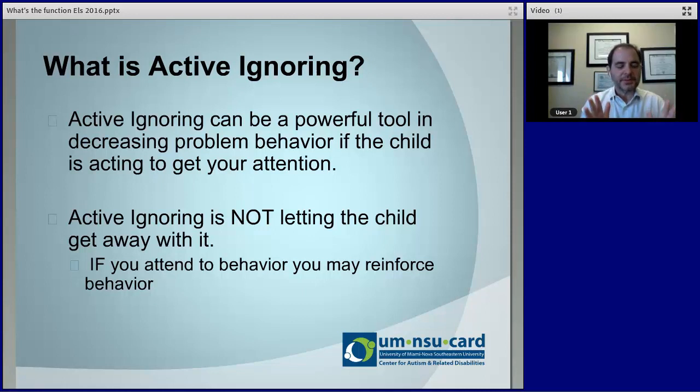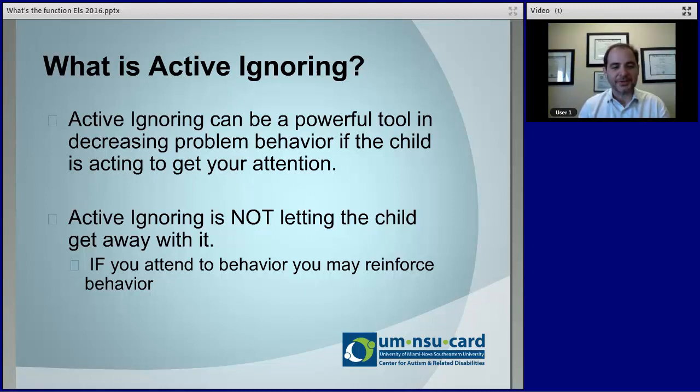So, what we're doing here is not ignoring in the sense of, do whatever you want. I'm not suggesting that. That's actually quite dangerous. You should never do that. We're just not going to give you the attention. We're going to intervene physically. We're going to intervene to keep you safe. We're not going to let things happen to you, but I'm not going to talk about it. And it's really, really hard for us to do.